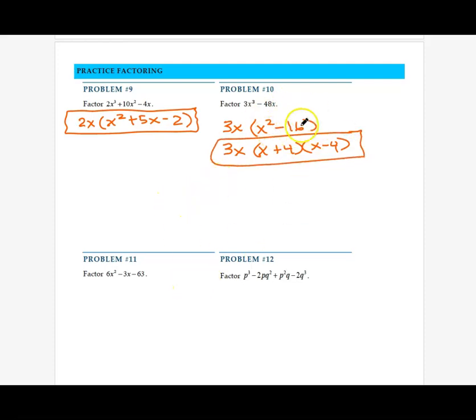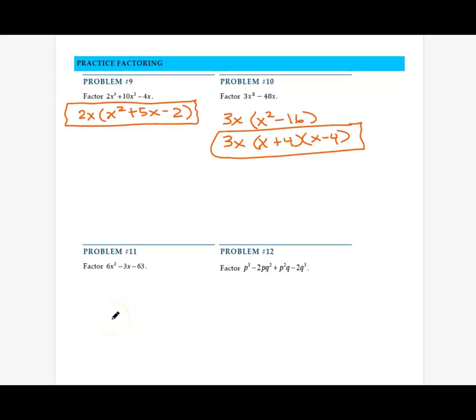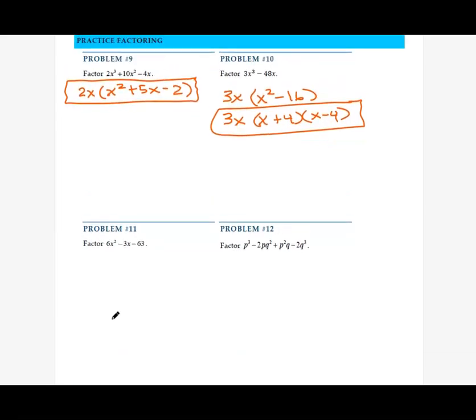Okay, but notice how, looking at it, you're going, okay, there's two terms, are these perfect squares or perfect cubes? That's going to help you figure things out a little bit more on this. All right, let's see here. Yeah, let's do problem 11 also.